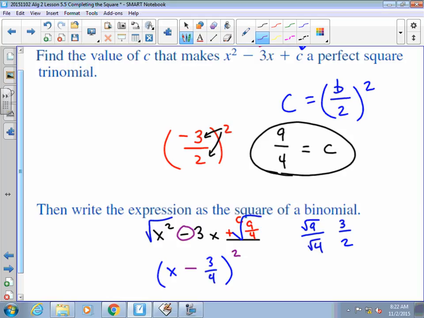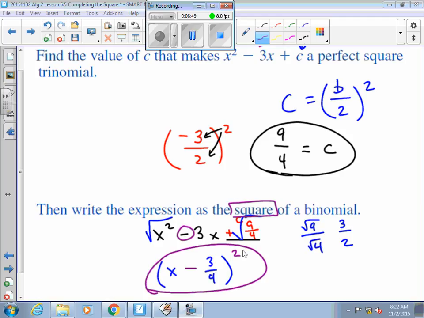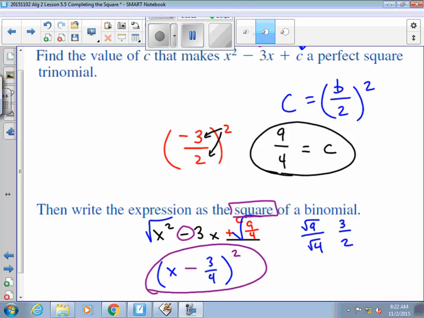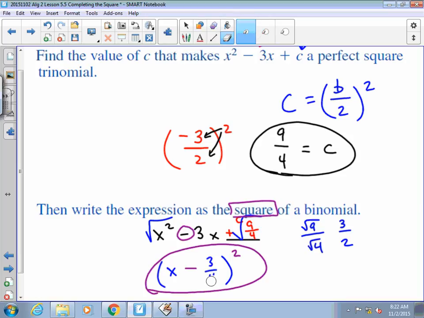See how it says to write it as the square of a binomial? x minus 3/2 squared. I know this looks very different and very confusing the first time you look at it, but this is actually one of the easier things we do in Algebra 2. But again, I know it looks confusing at first. With some repetition, it gets very easy.